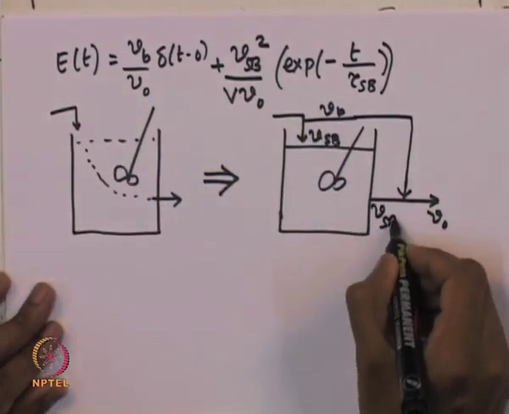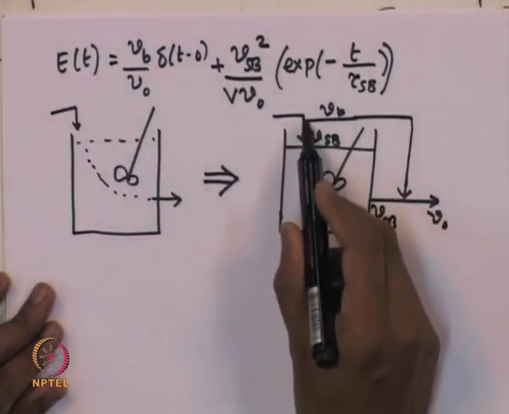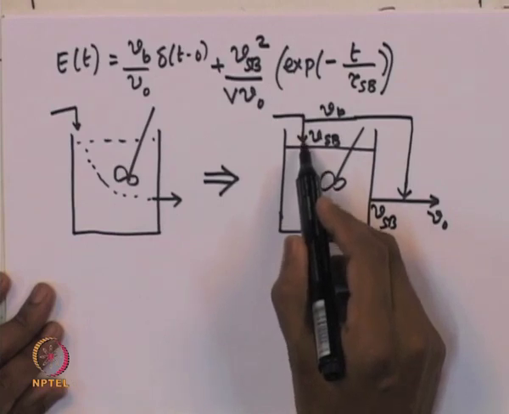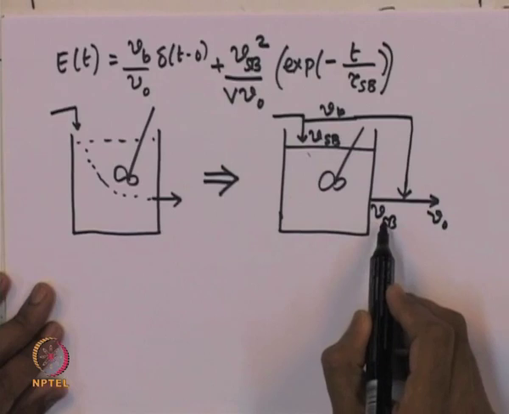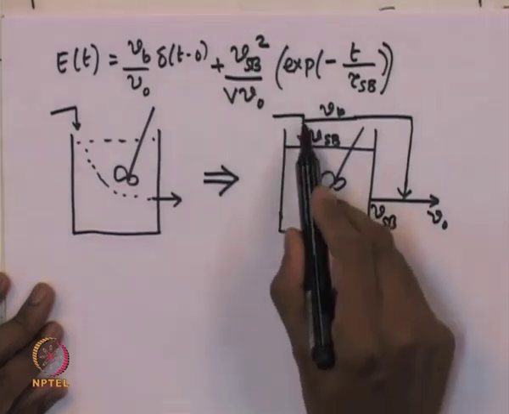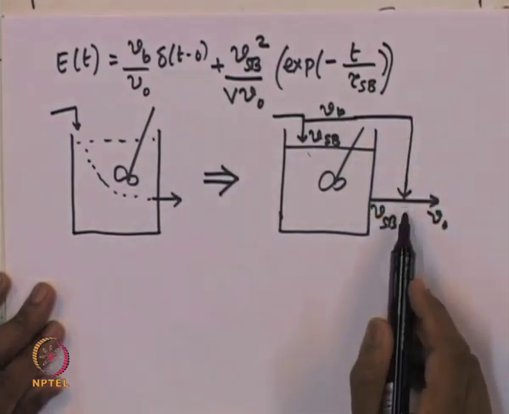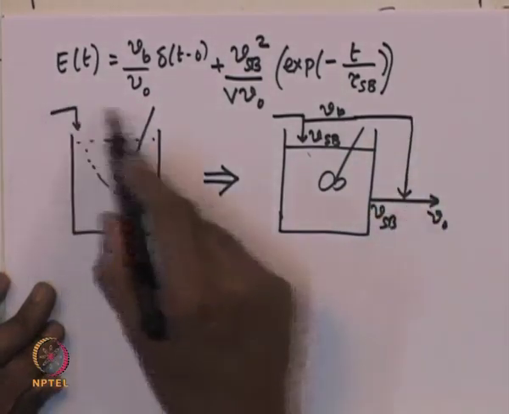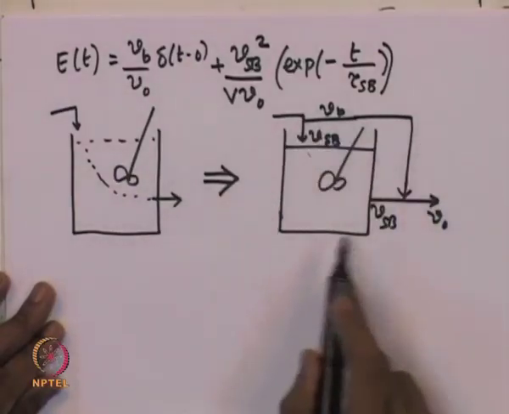So, this is the SB and it leaves the reactor. In otherwise same volume, the volumetric flow rate of the tracer that actually enters the reactor is V naught, and VSB is what actually leaves, if we assume that bypass is essentially taking some of the volumetric flow rate and directly joining it with the effluent stream. So, this kind of a distribution curve essentially captures this representation.